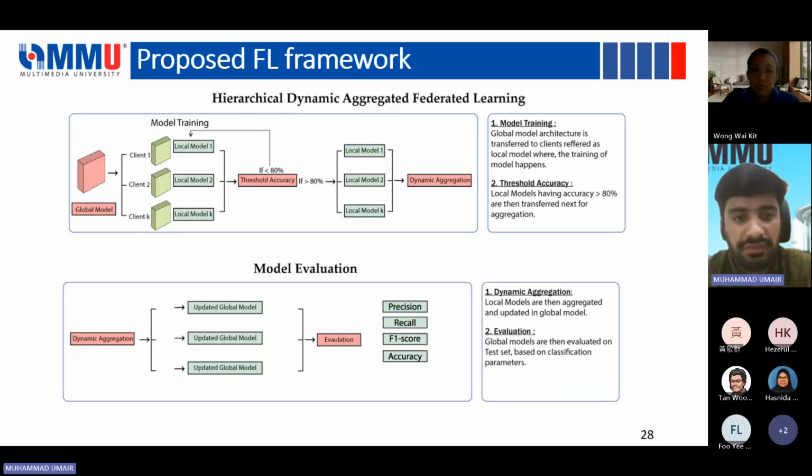And then if the model achieves an accuracy of greater than 80%, those trained models are dynamically aggregated together. And after the dynamic aggregation process happens, the global model is updated, and then the global model is evaluated on the test dataset that we kept unseen.